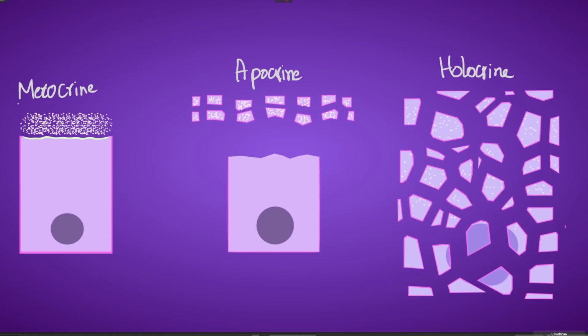In merocrine, no part of the cell is lost, nothing is lost, the cell is intact. In apocrine, the top part is lost and it is repaired. The complete cell does not die out here. But in case of holocrine, the whole cell is sacrificed.